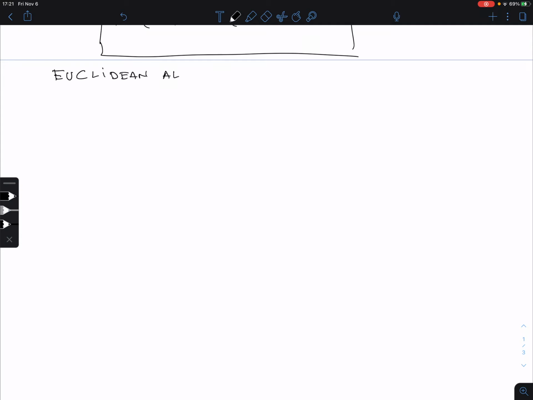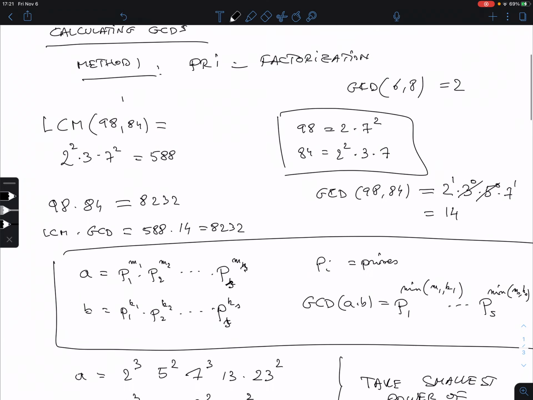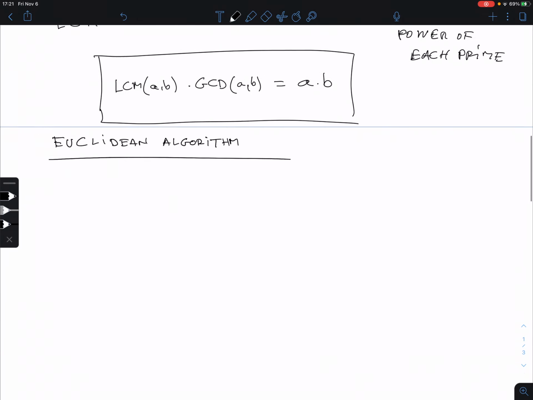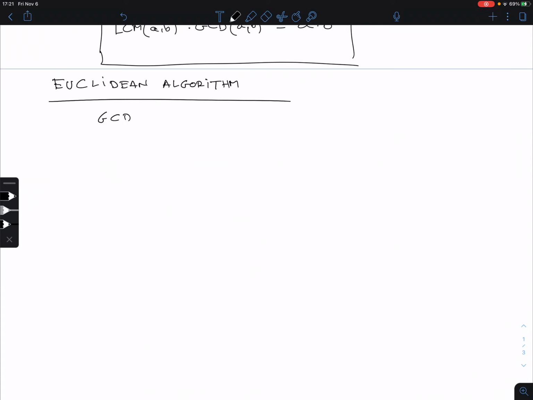When I use the word Euclidean algorithm, I use it slightly differently. It kind of does the same, but okay, fine. What do we do? We have our two numbers, and we know the result: 98 and 84. So let's work with that. We know it's going to be 14. So the GCD of 98 and 84.